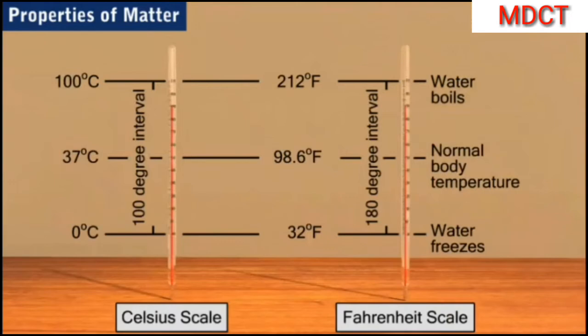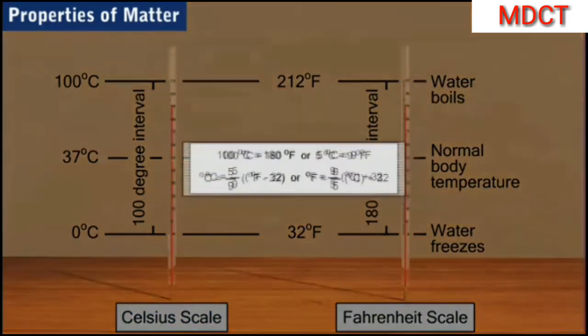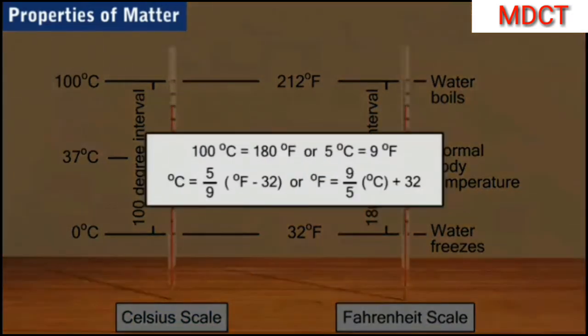Now let's see how the Fahrenheit scale relates to the Celsius scale. The Celsius scale is divided into 100 parts, while the Fahrenheit scale is divided into 180 parts. The freezing point of water on the Celsius scale is 0 degrees, while on the Fahrenheit scale it is 32 degrees. So 100 Celsius degrees equals 180 Fahrenheit degrees, or 5 Celsius degrees equals 9 Fahrenheit degrees.